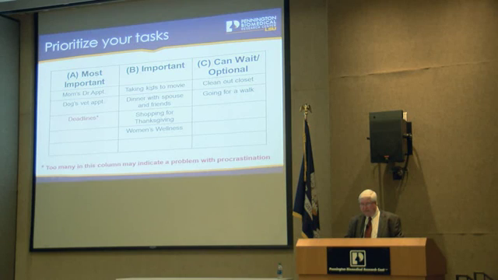B list. These are things that are important, but they're not absolutely crucial, but they're pretty important. They're things you really want to do. You really do want to take the kids to the movie you promised you would take them to. You don't like breaking promises to your kids. Dinner with your spouse and friends, you feel like this doesn't happen enough.